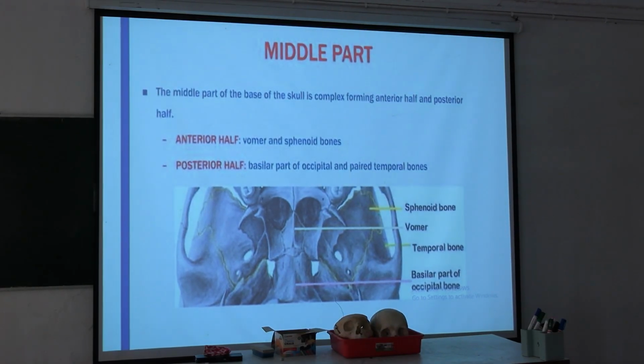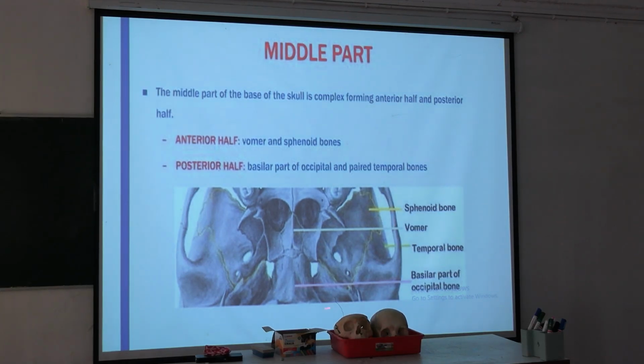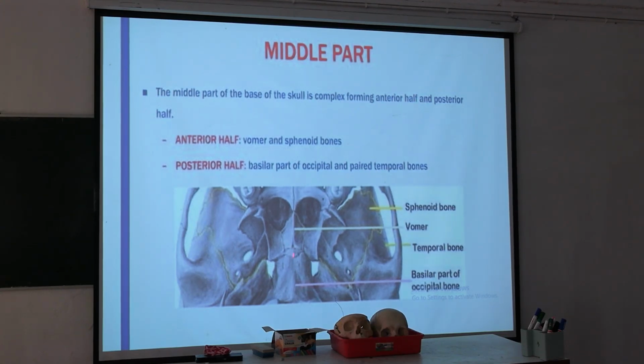Next we are going to the middle part. The middle part of the base of the skull is complex, forming an anterior half and a posterior half. It runs from the posterior margin of the hard palate up to the anterior margin of the foramen magnum. This is the middle part. The anterior half is formed by the vomer and sphenoid bones. Here, this bone is the vomer, and in between the two alae of the vomer articulates the sphenoidal crest. These two together take part in the formation of the nasal septum.